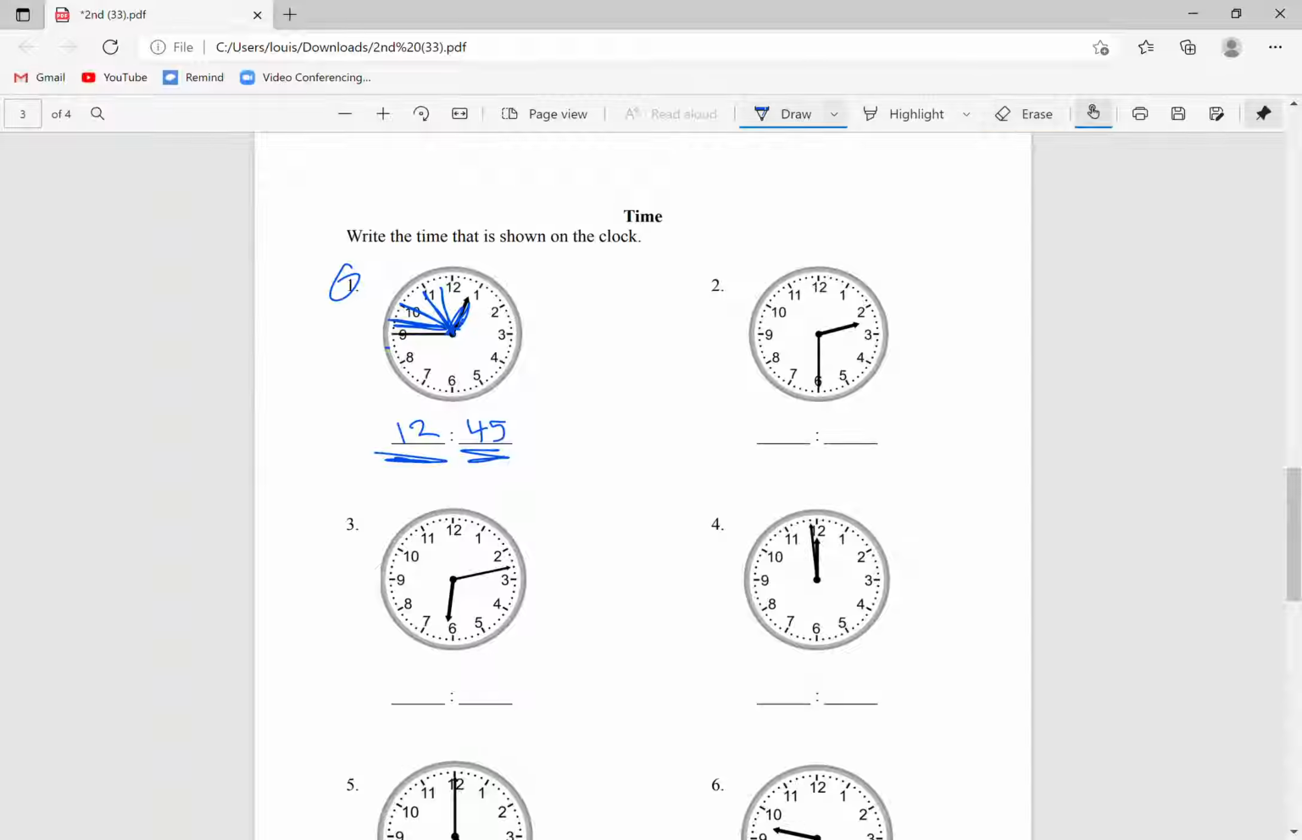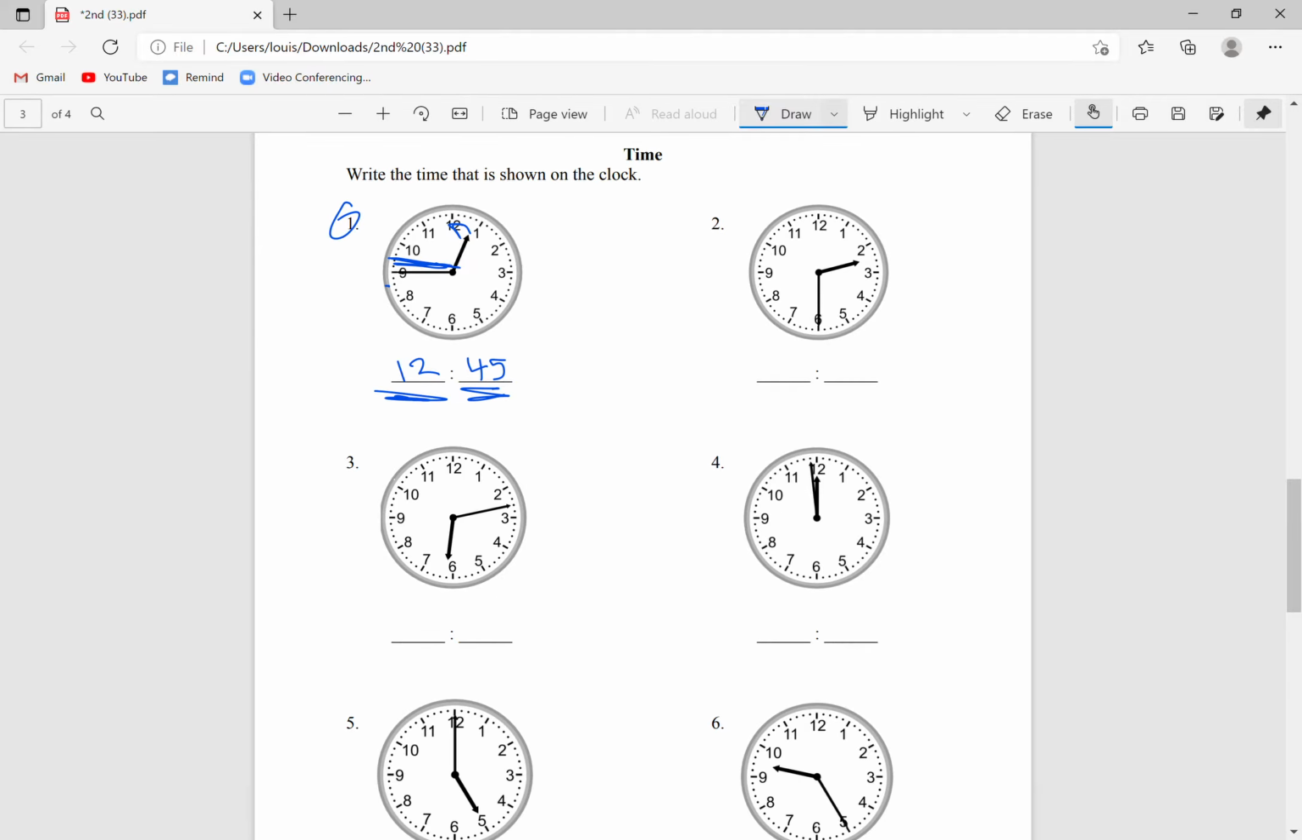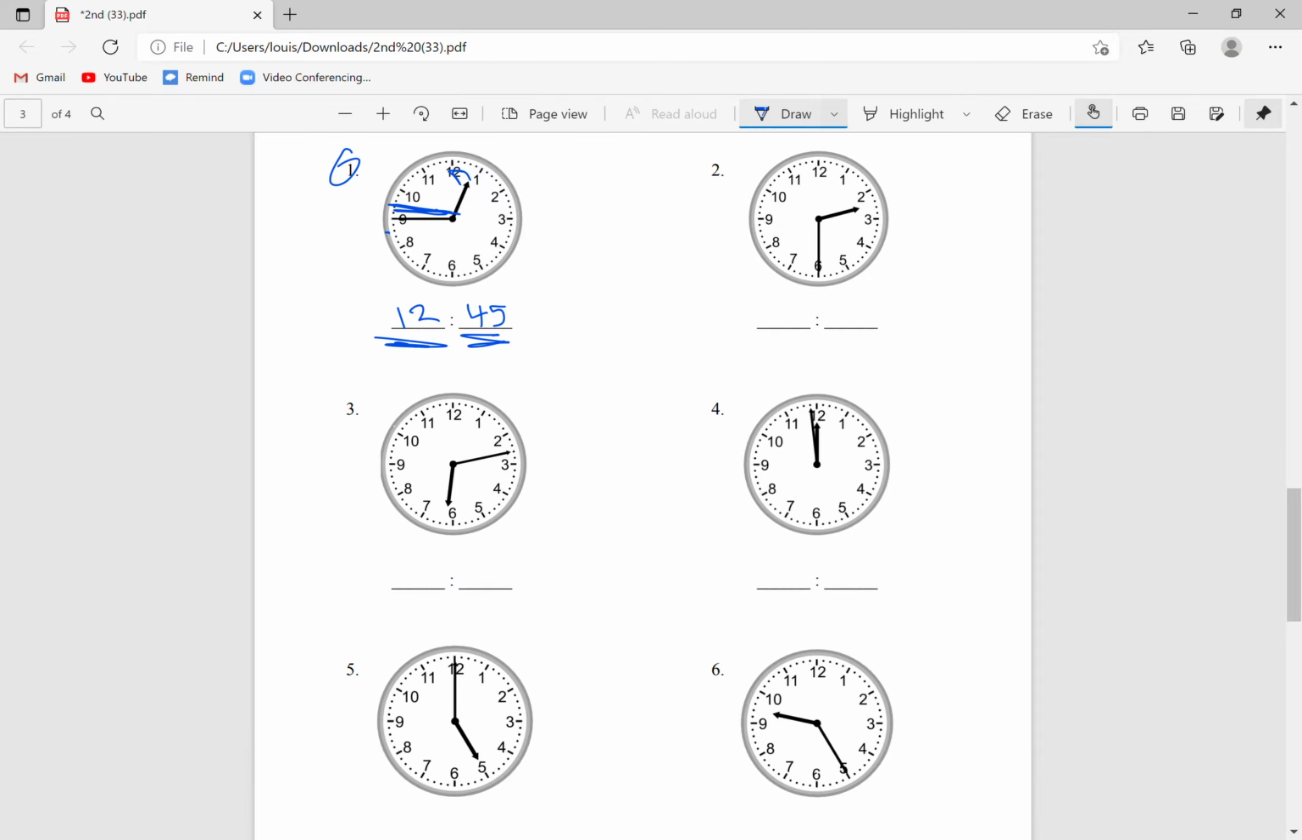So in summary, one way to tell what the hour hand is, is to always look back at the number that it's already passed. It will never be the number that it's going towards. It's always going to be the number that it passed, because that's how time works. And then that is essentially how you read time. And you implement that to all of the rest of the clock.